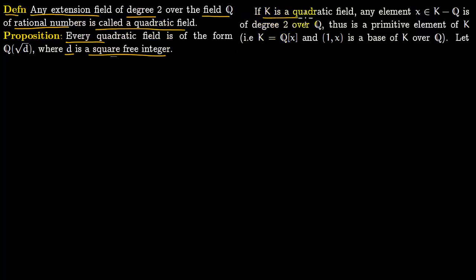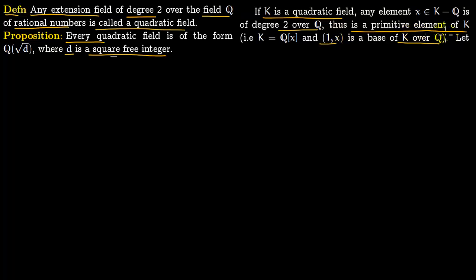Say K is a quadratic field. Then you take an element x in K minus the rationals. K is just a quadratic field, and then you have taken the rationals out of it. This is of degree 2 over the rationals, because we are saying the quadratic field has degree 2 over the rationals. Therefore this x is a primitive element of K, precisely because you can write K as the rationals adjoined with x. You are just taking x out of K minus Q, and 1, x is a basis of K over Q, because the degree is 2.